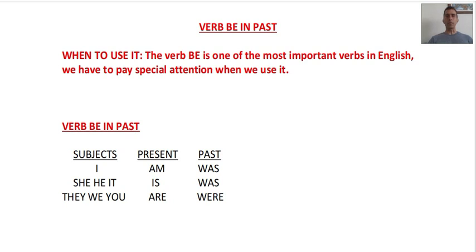The verb be is one of the most important verbs in English and we have to pay special attention when we use it. Okay guys, so right here we have the verb be in present, and right here we have the verb be in past. So I wanted to pay attention to the differences because we have to use the verb be in present and past depending on the subject you are using.